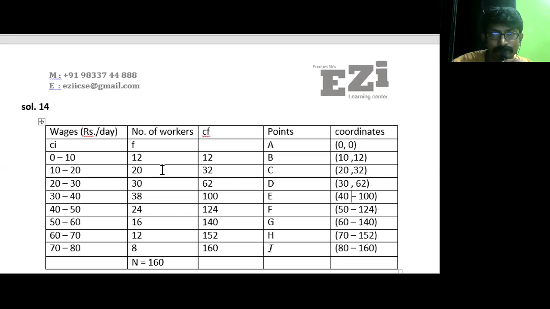Next is 40. Look, here the upper class limit is 40, comma 100. So 40 comma 100. Next is 50 comma 124. Are you understanding, children? 50 comma 124. If you have understood, please start preparing this table quickly in your book. Hurry up, hurry up. 60 comma 140. Now I'll tell you everything in detail. 60 comma 140, then 70 comma 152. Please verify that all your points are there.